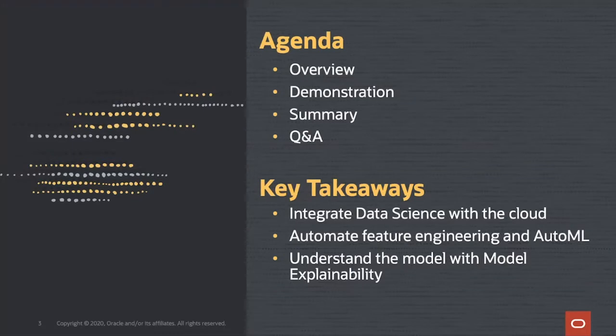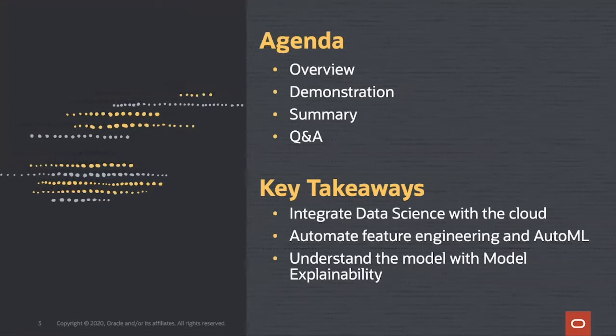The key takeaways that I would like you to have from this talk is that we need to integrate data science with the cloud. No more doing data science on our laptop. The data's gotten too big, the systems are too complex. So the data science platform is built to do that type of thing. We also want to automate as much of the work as we can. So we want to automate feature engineering and building models using auto machine learning.